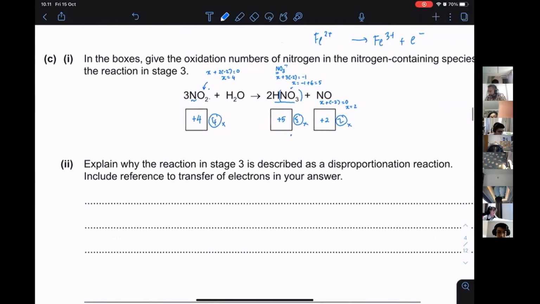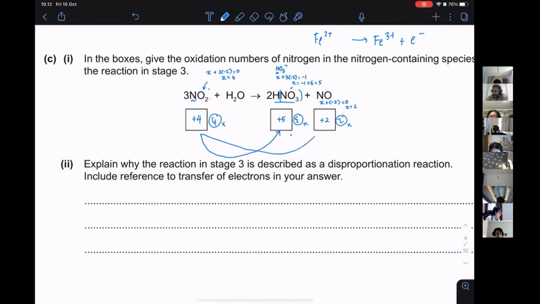Now, explain why the reaction in stage 3 is described as a disproportionation reaction. If you simply look at a disproportionation reaction, the nitrogen itself can be oxidized and at the same time be reduced. This is by looking at the oxidation number, but here they want you to use transfer of electrons, so something extra. You don't use the oxidation number over here, please don't do that.